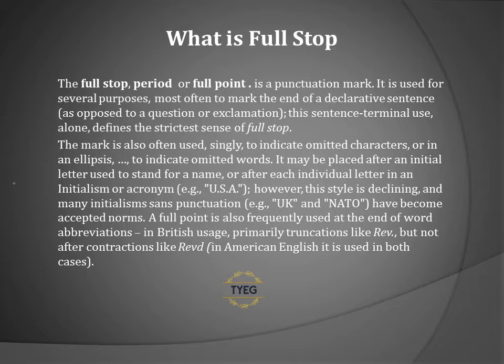It may be placed after an initial letter used to stand for a name, or after each individual letter in an initialism or acronym. For example, U.S.A. However, this style is declining, and many initialisms sans punctuation, for example, UK and NATO, have become accepted norms. A full point is also frequently used at the end of word abbreviations, in British usage, primarily truncations like Rev., but not after contractions like Revd. In American English it is used in both cases.